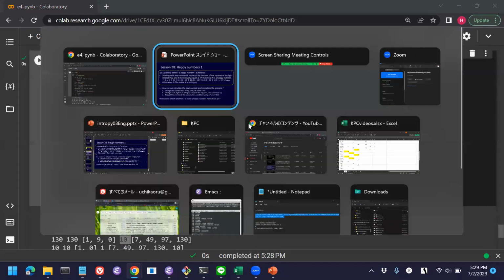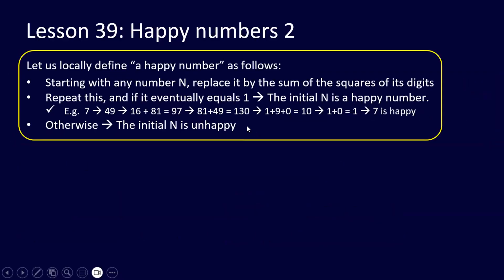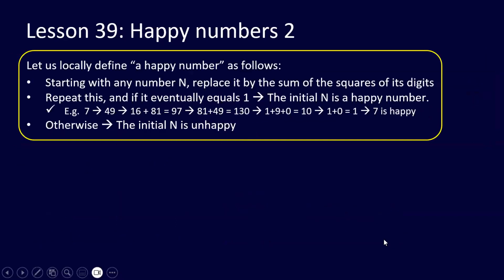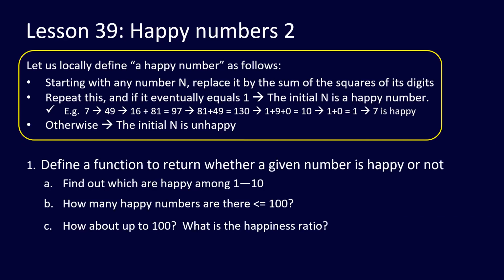Okay, so let's go on to today's lesson. Actually, we forgot to do the homework, but here we're doing it. So this is the definition of a happy number. Define a function to return whether a given number is happy or not. Think about it. Stop the video and implement it yourself.